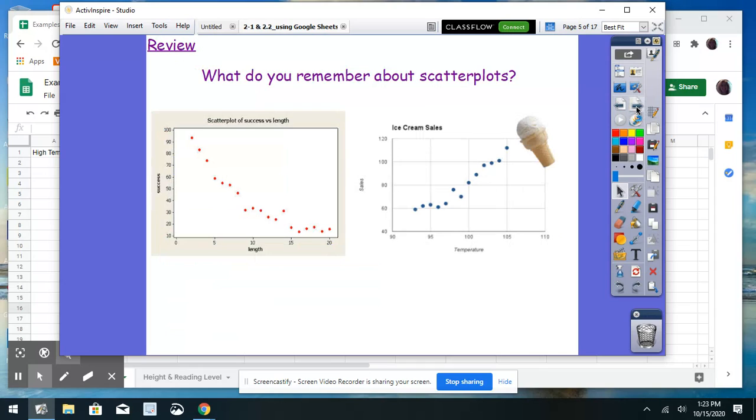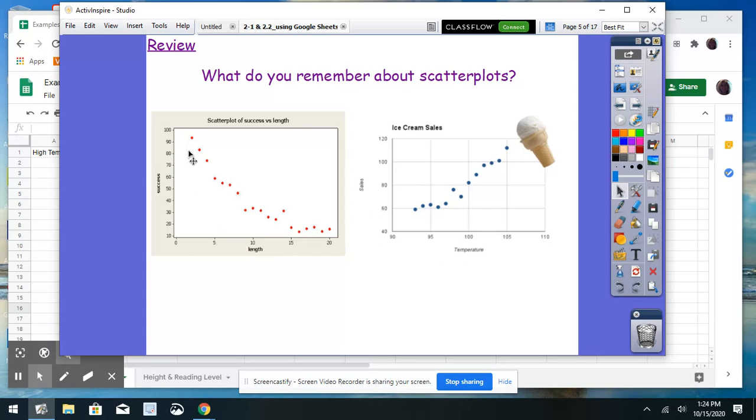We want to start by reviewing what we remember about scatter plots. And as some of you said in class, the scatter plots are just a bunch of dots on a graph that has an x-axis and a y-axis that can represent any number of things. This one is comparing length and success. This one is comparing temperature and sales of ice cream.